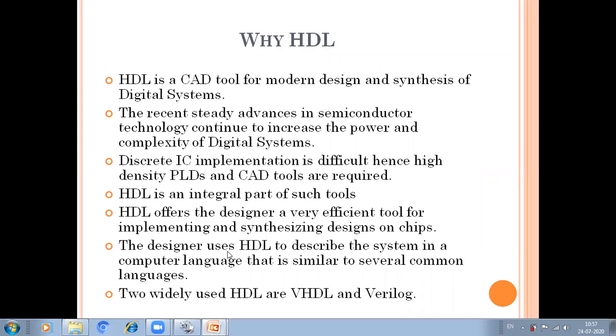The designer uses hardware description language to describe the system in a computer language that is similar to several common languages, right? We already know most languages are compatible or suitable for computer languages. Okay, so hardware description language is similarly suitable and supports computer language, right? Two widely used hardware description languages are VHDL and Verilog, right?